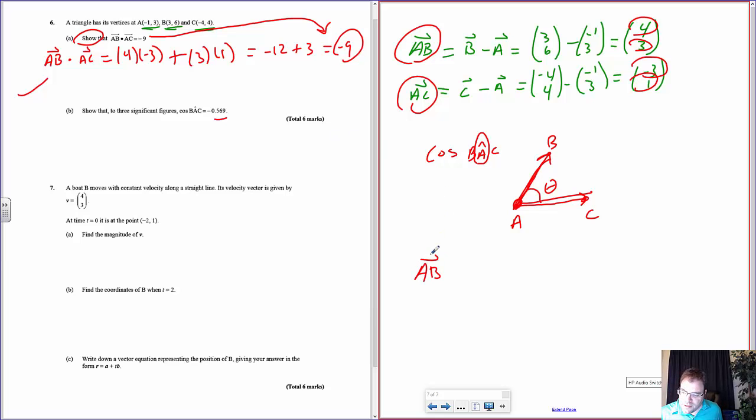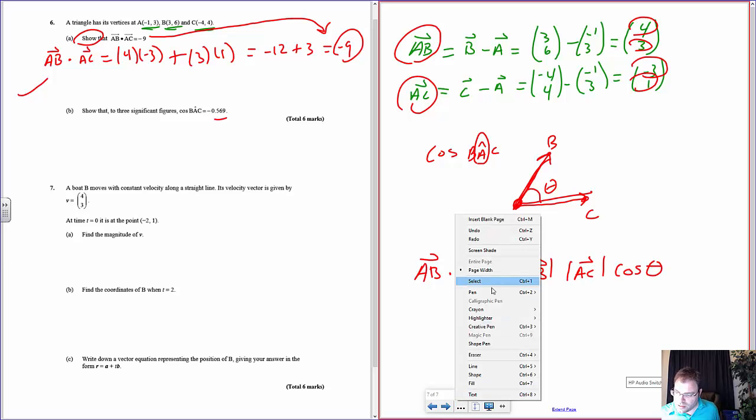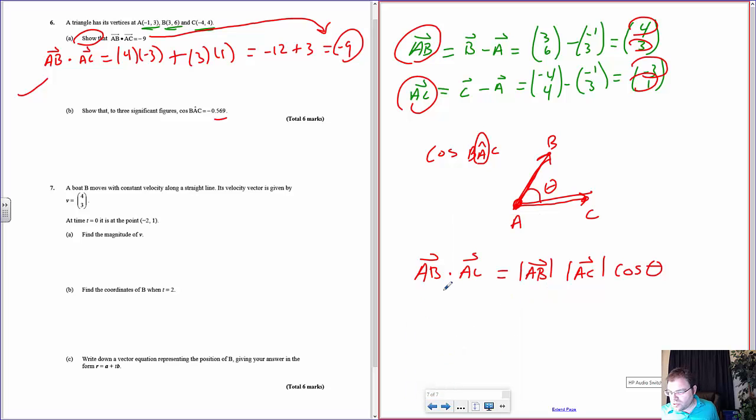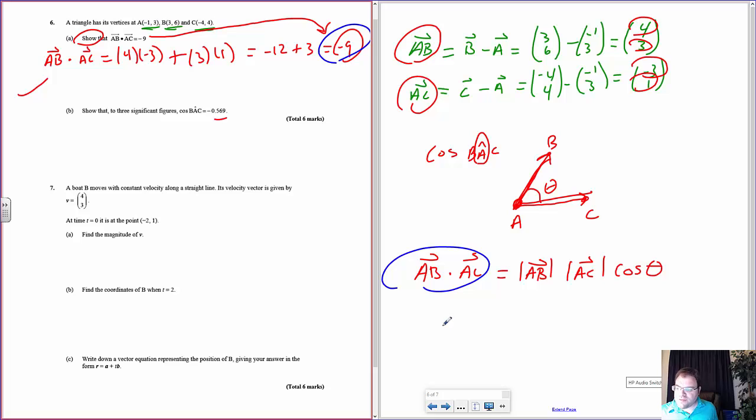The dot product of AB and AC is equal to the magnitude of AB times the magnitude of AC times the cosine of the angle between them. So the dot product we already found, we already figured out is what? It's -9. We already have this. This is -9. We already found it. We have to find the magnitude of AB.